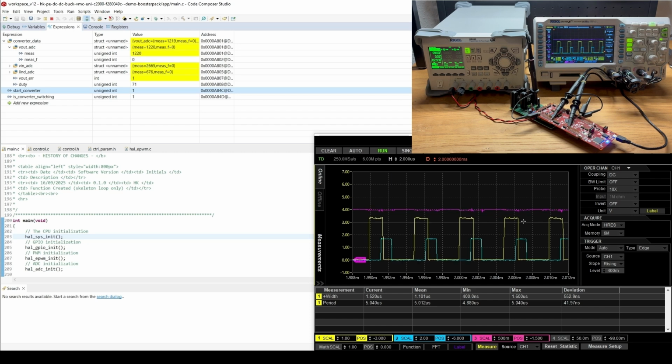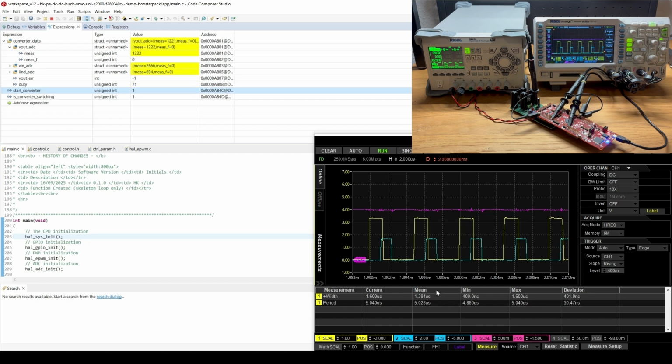On the oscilloscope, we are monitoring three signals. The first channel is the GPIO signal that we will use to measure the interrupt execution time. The second channel is one of the PWM signals. And the third channel is the converter output voltage. Every time the control interrupt starts, this GPIO pin goes high. Just before the interrupt finishes, it goes low again. As a result, the pulse width directly represents the interrupt execution time. If we compare the pulse width with the interrupt period, we can immediately calculate the CPU load.